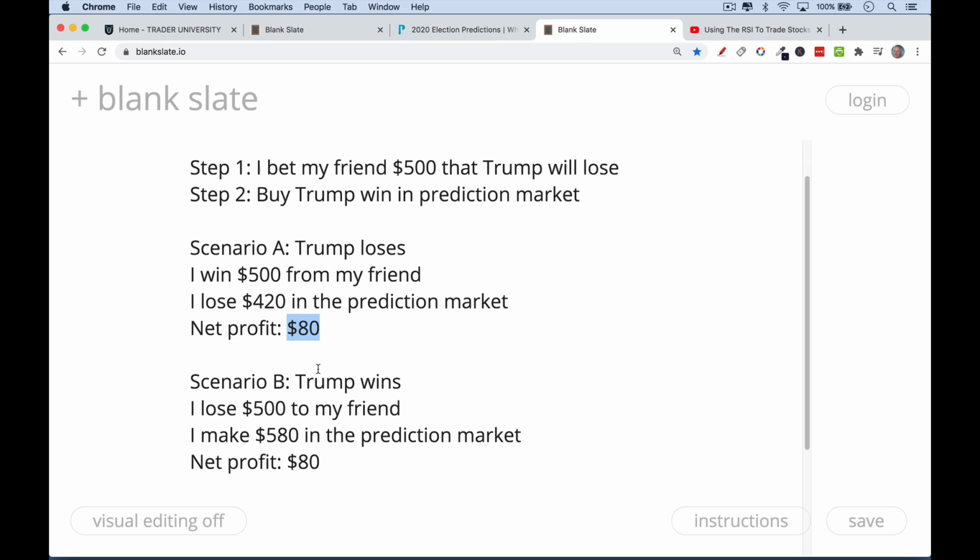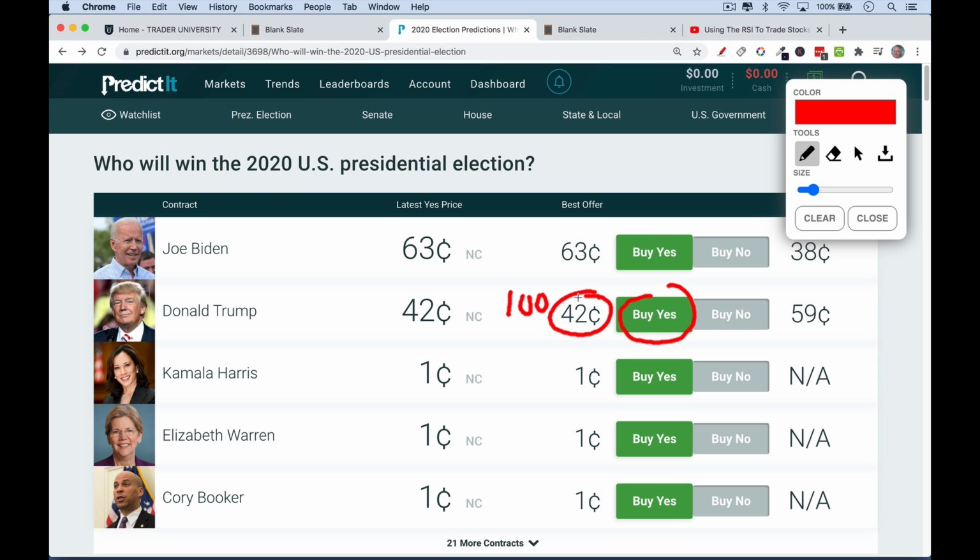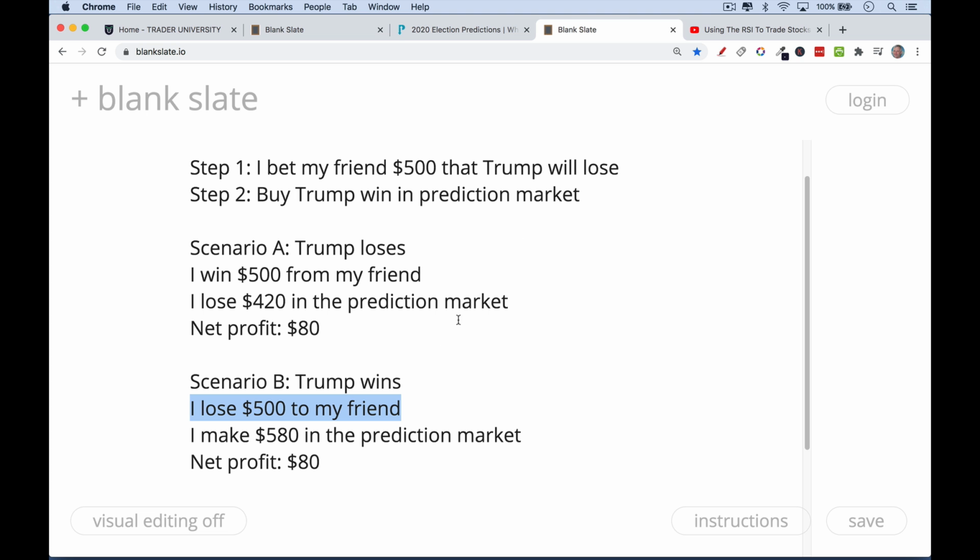Now let's say what happens if Trump wins. Well, in that case, I bet my friend $500 that Trump would lose, so I would have to pay my friend $500. But what would happen in the prediction market? Well, this contract that I bought for 42 cents, if Trump wins, will become 100 cents. I will make $580 in the prediction market. I have to pay 500 of that to my friend. I'm still left with $80.